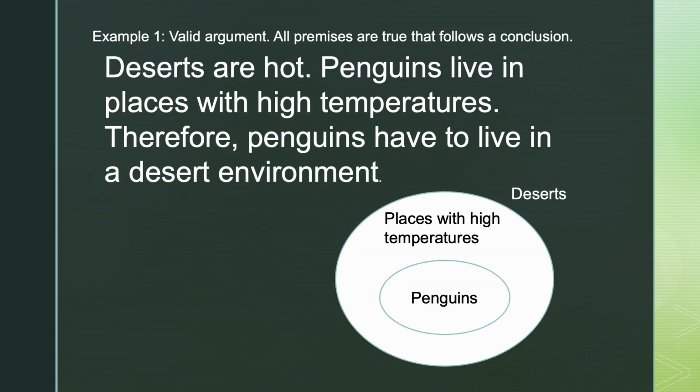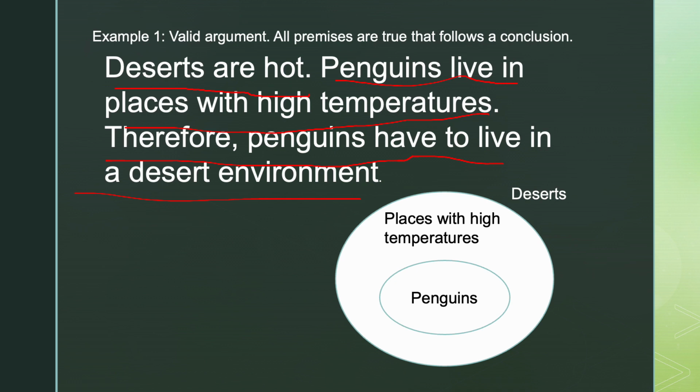For my first example, I have: deserts are hot, penguins live in places with high temperatures. Therefore, penguins have to live in a desert environment.